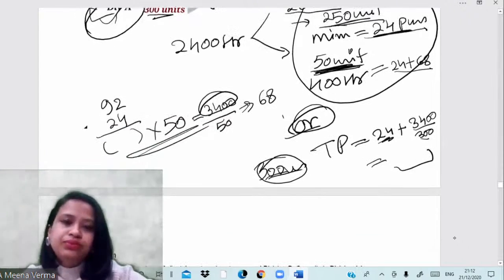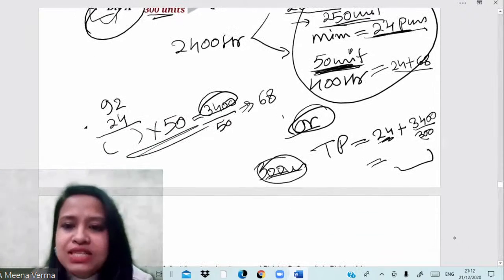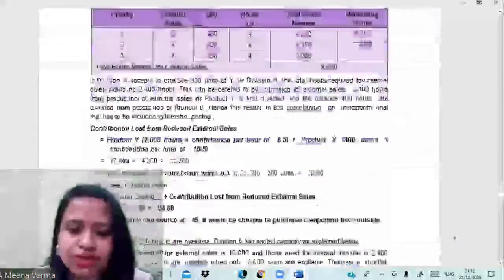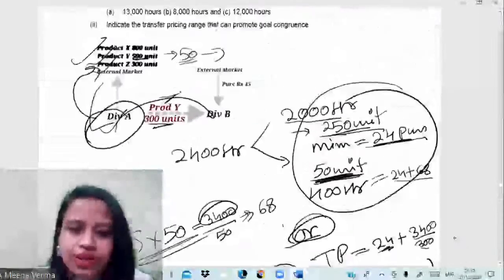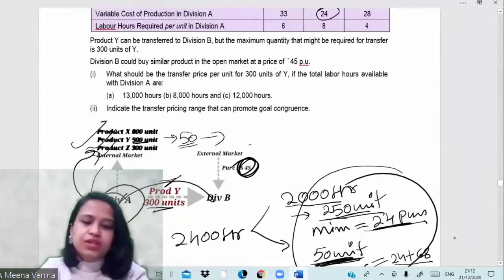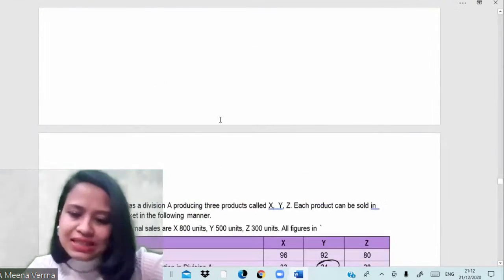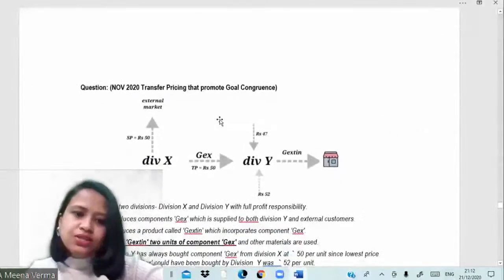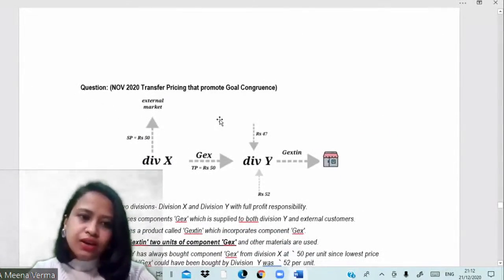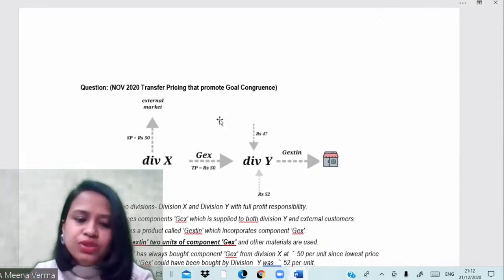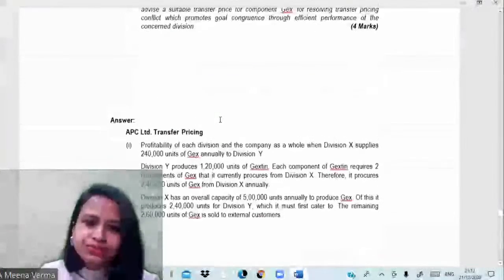So these are the ways, and the maximum price will be what? 45 rupees. We don't have the image here. Yes, the maximum price which we will quote is rupees 45. So in this way you can do the question. I hope it is clear to all of you. We will do the next question in the next session. This question is related to the November 2020 examination. We will do this question in the next session.